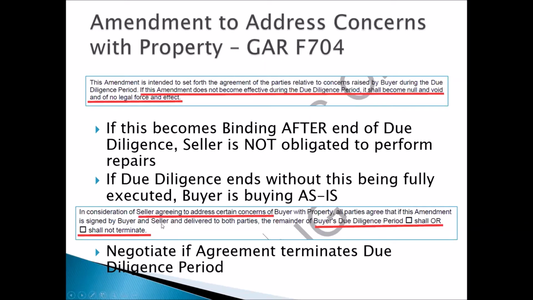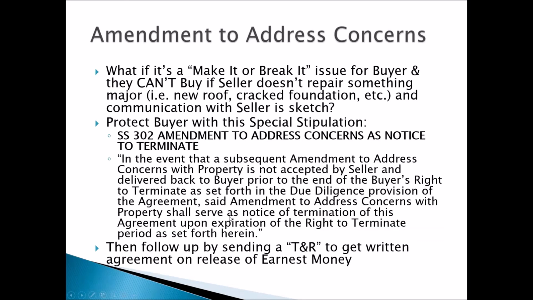Now, if the seller does agree, buyer sends over amendment to address concerns A, B, C, D. Seller says, sure, no problem, I'll do them. If the buyer does agree, you have the option of this, the buyer's due diligence period shall or shall not terminate upon buyer's address. So if the buyer and seller get this fully negotiated before the contractual due diligence time frame, if this is marked shall, that does end the due diligence period.